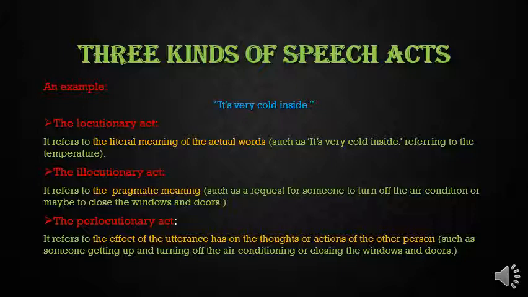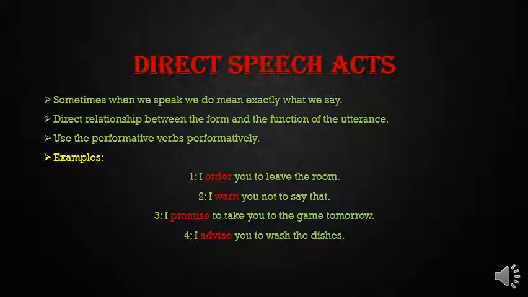The perlocutionary act refers to the effect this utterance has on the thoughts or actions of the other person, such as, after listening to this sentence, someone getting up and turning off the air conditioner and closing the windows and door. As the example shows, utterances can be used to make other people do something. Now, I am going to tell you about the difference between direct and indirect speech acts.